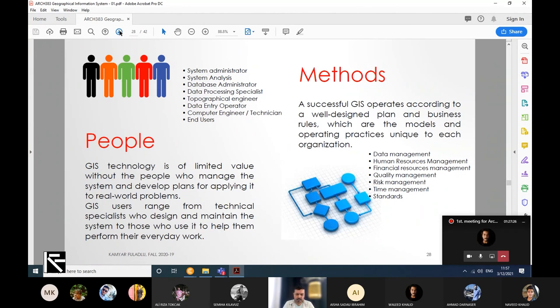But we have different people who work together in order to solve real world problems. And we have different methods or techniques to analyze the data and create a good output. It could be data management, it could be human resource management who manage those people together. We have some financial resource management, quality control management or output management. We have risk management, time management, and there are many standards and other things related to the method.